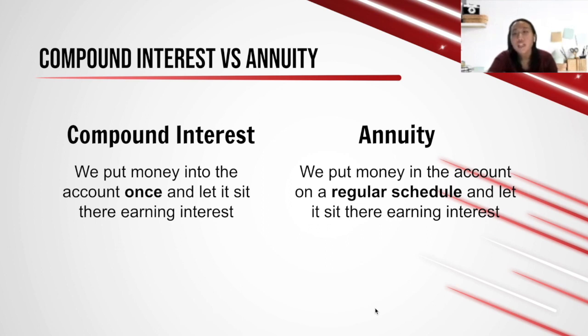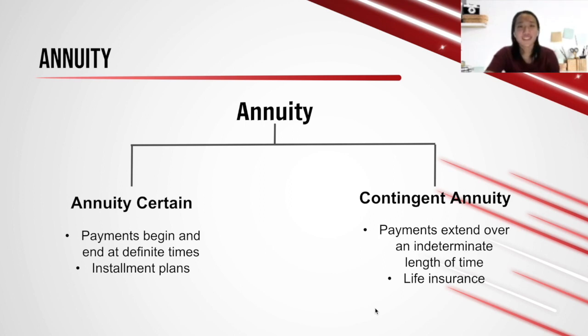A tip during the finals when all the lessons are already mixed up is that if you see the term regular deposit or pays this amount every month or every quarter, then it is annuity. If there are regular payments, then it is annuity. Now, let us talk about annuities further and their classifications.